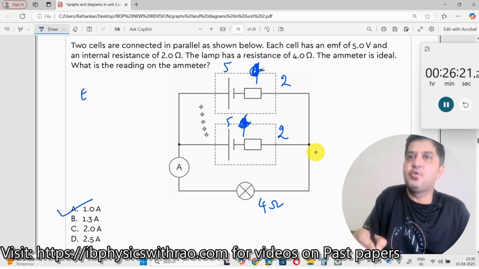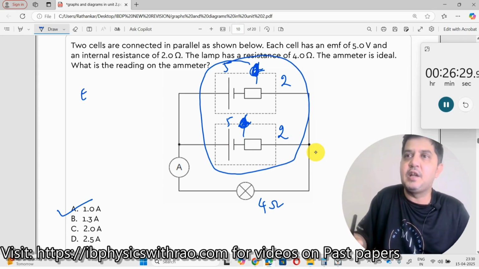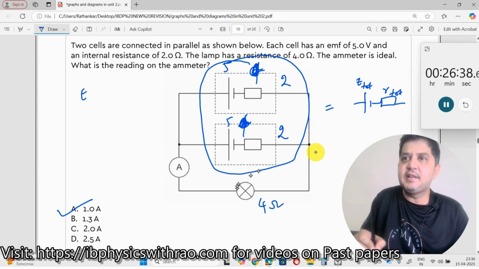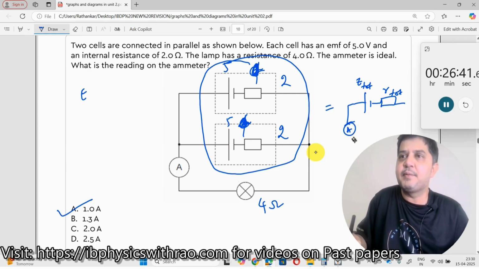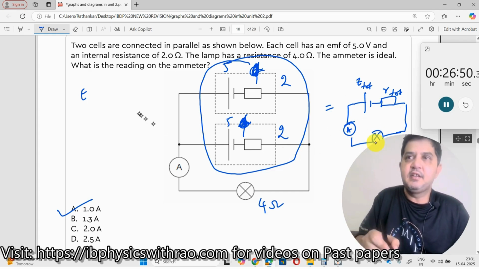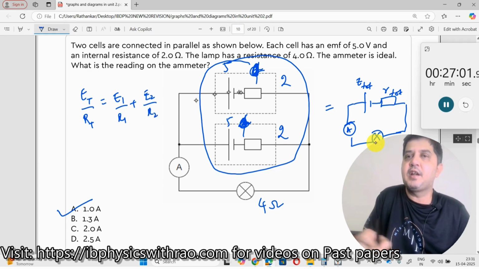First, when you have two cells which are parallel together, circle this, and simplify it. This would be simplified as equivalent to one cell, one resistance. This you got as E total, this you got as R total, and then you take the external circuit, the ammeter, and put a lamp here. This should be the total one, and from here you can find out the current. The formula for this is E total divided by R total is equal to E1 by R1 plus E2 by R2, where R1 and R2 are the internal resistances.